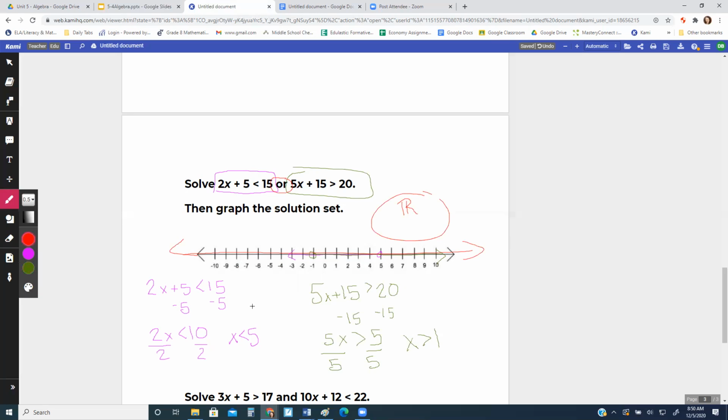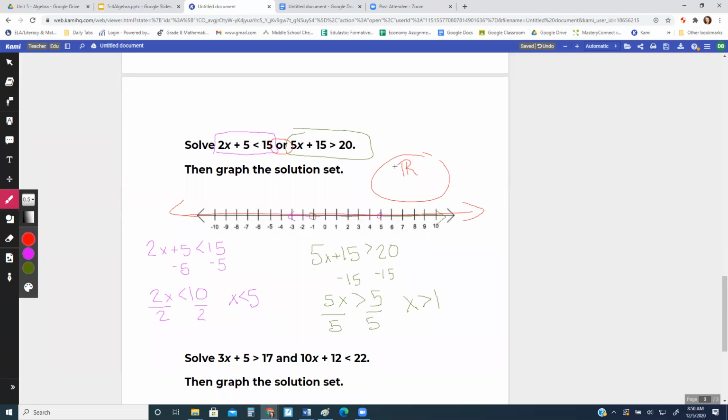If it's a real number, it's true for one of these inequalities. So it's true for all the real numbers. And I don't need to write x such that blah, blah, blah. I just say it's all real numbers and we're good. And we're going to go home.